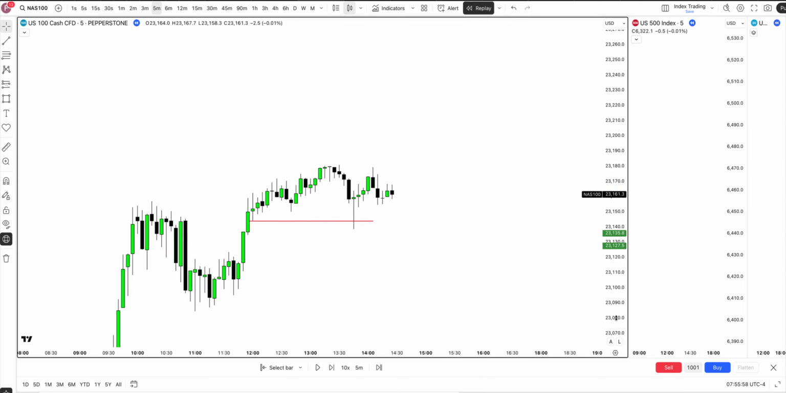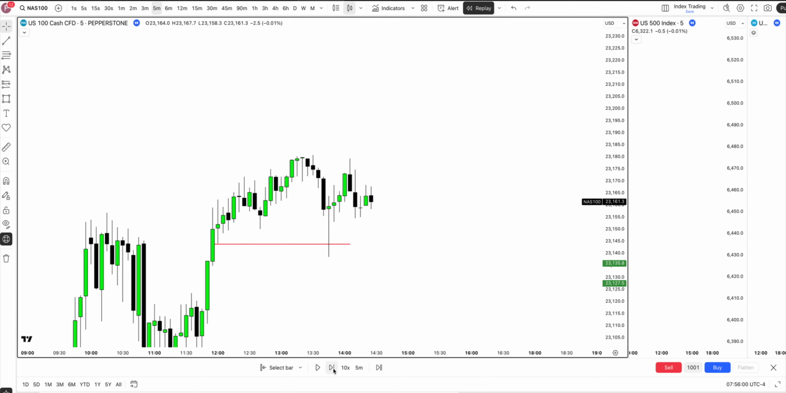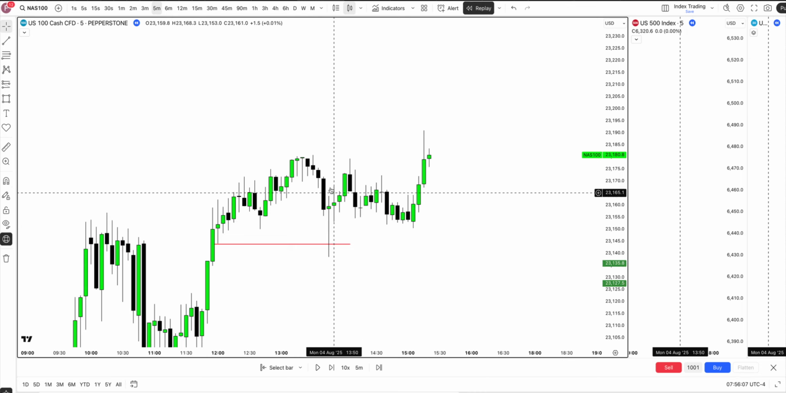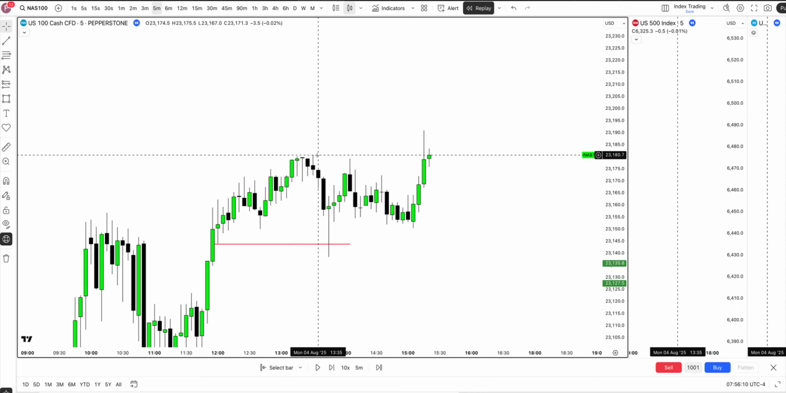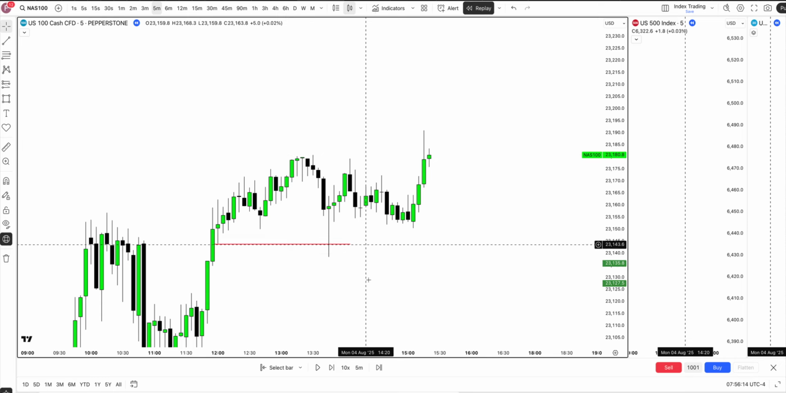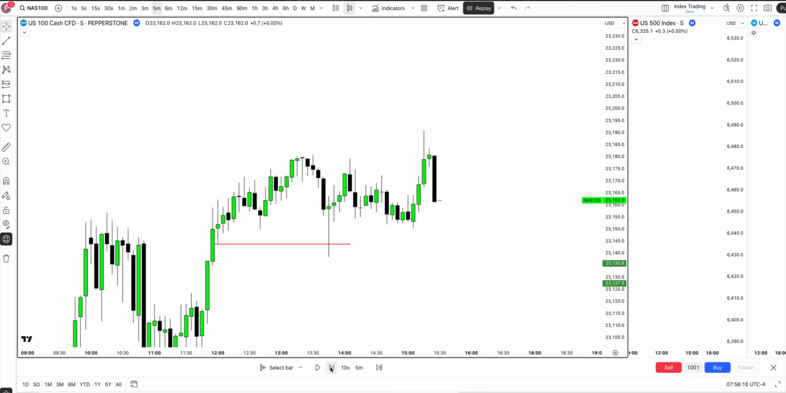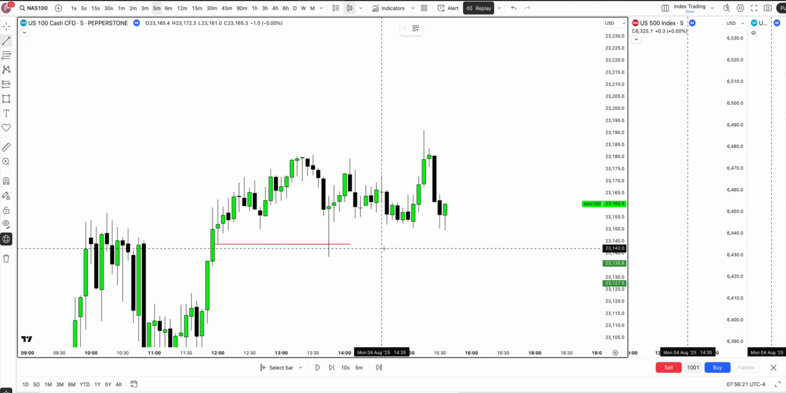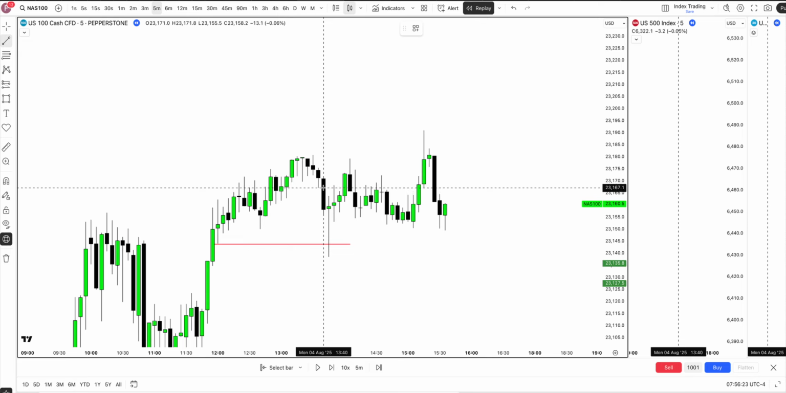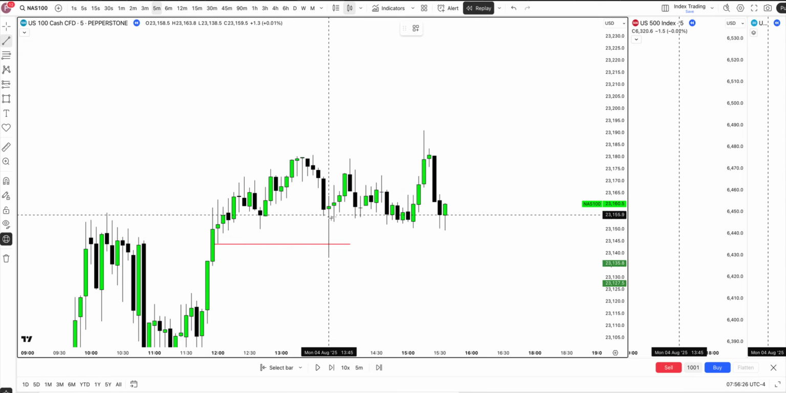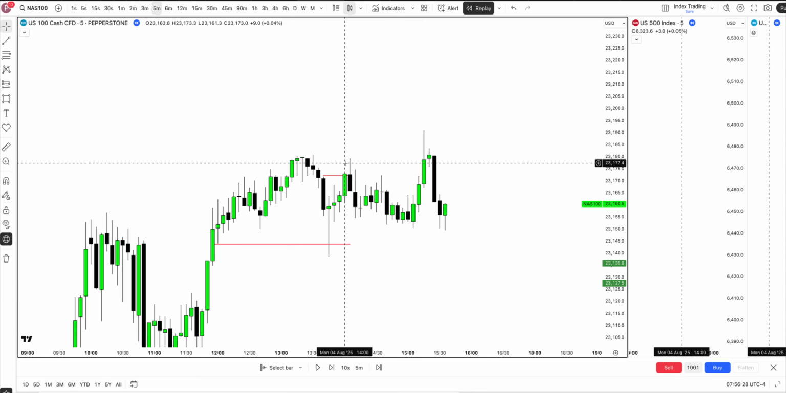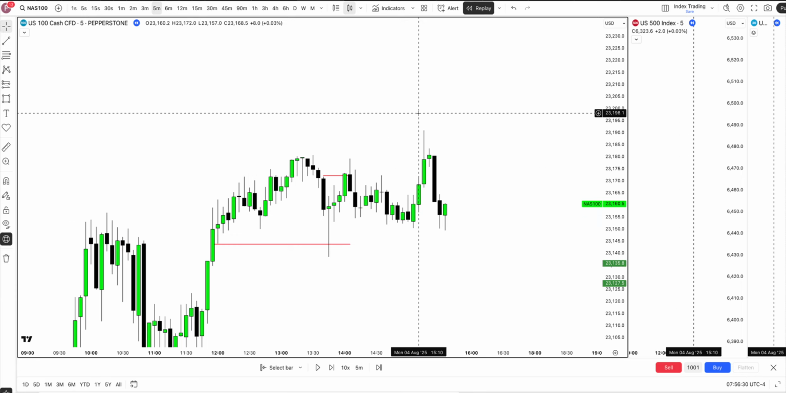Okay, fine, reacts. Now after reaction, I will look for something inside here. I'll look for something inside here. Now, this something over here, I will not be able to look for anything until we break this high, right? Yeah, I won't be able to look for anything until we break this high. So now see how price comes down, right? See how price comes down here. See these two candles here? These two candles here, that's structure.